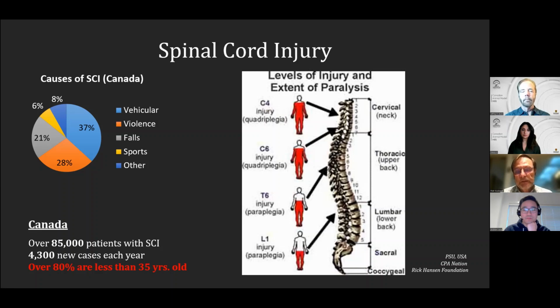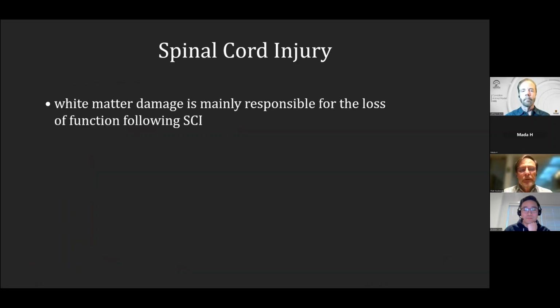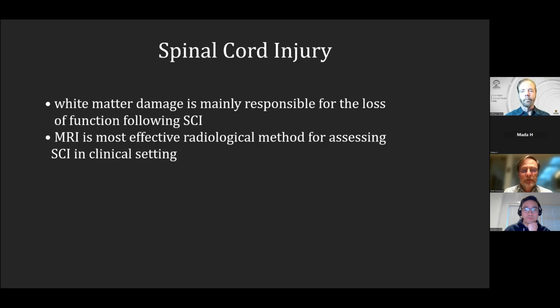So far, there's obviously no cure for that. With regards to the results of the primary injury in the spinal cord, it is the white matter damage that's usually the most serious condition, because it's responsible for the loss of function following this condition.